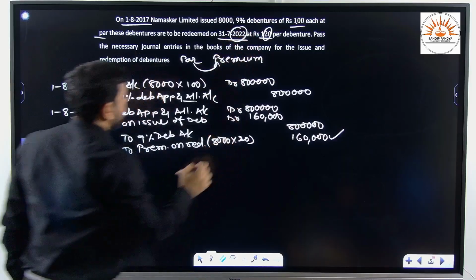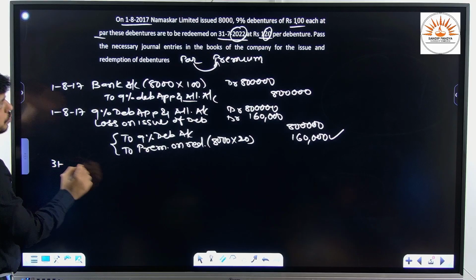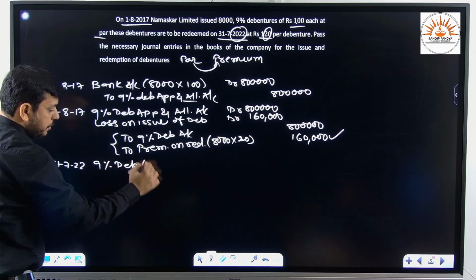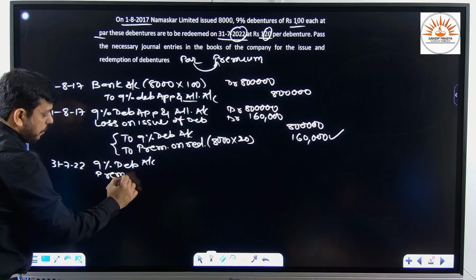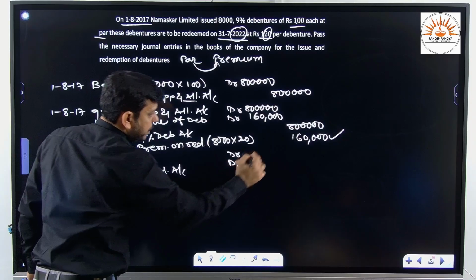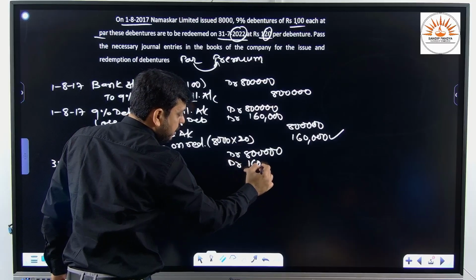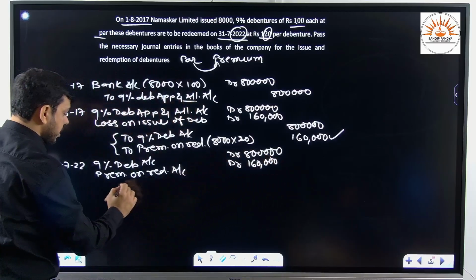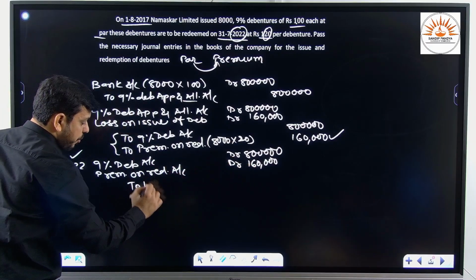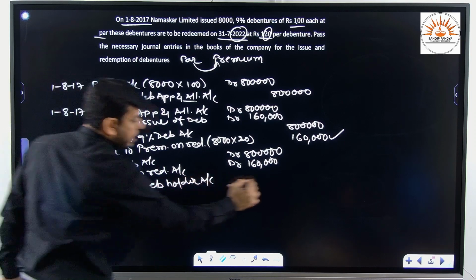Now on this date we are redeeming. So first of all we shall transfer both these amount to debenture holder. So we shall write 31st July 2022. We shall write 9% debenture account, premium on redemption of debenture with the same amount whatever we have credited in earlier entry, that is how much we need to redeem. Principal amount 8 lakhs and additional 1,60,000 that we had promised we shall redeem on 31st July 2022. We shall make an additional payment. To whom we supposed to pay? Debenture holder. Hence we shall write to debenture holder account. That will be 9,60,000.